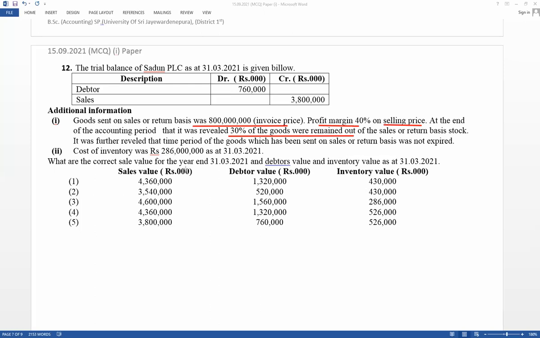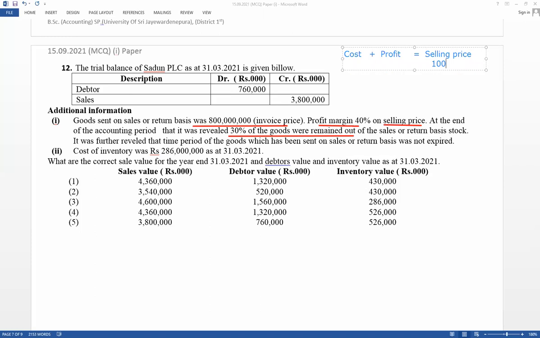We need the correct sales value as at 31st March 21, as well as the debtor value and inventory value. For the first one, by using the profit margin, try to calculate the cost value. Given the selling price, the cost value should be calculated from the beginning. Now it has given a margin; I have discussed all the markup. The general equation is cost plus profit equals selling price. Think about how to determine the selling price, markup and margin.